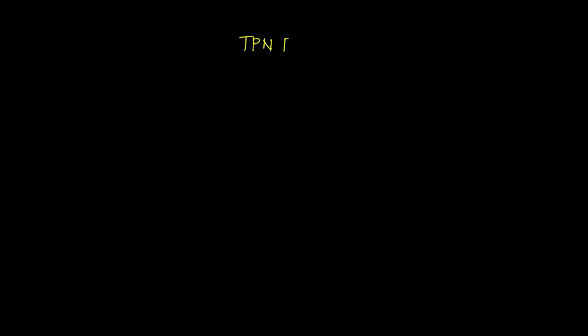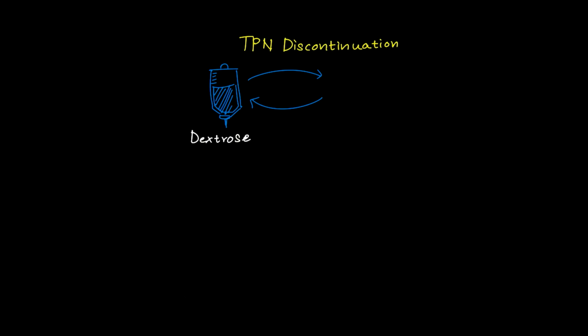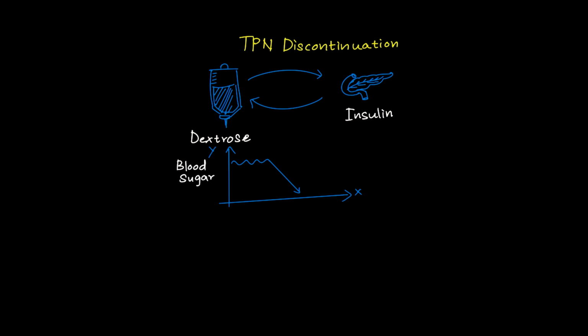Here is the physiology behind tapering TPN safely. Total parenteral nutrition runs a concentrated dextrose solution into the bloodstream around the clock. The pancreas adapts by pumping out steady insulin to match that constant sugar load. If the infusion stops suddenly, the dextrose vanishes, but the insulin is still circulating. Blood glucose crashes fast. That is called rebound hypoglycemia, and it can cause confusion, shakiness, seizures, or worse.